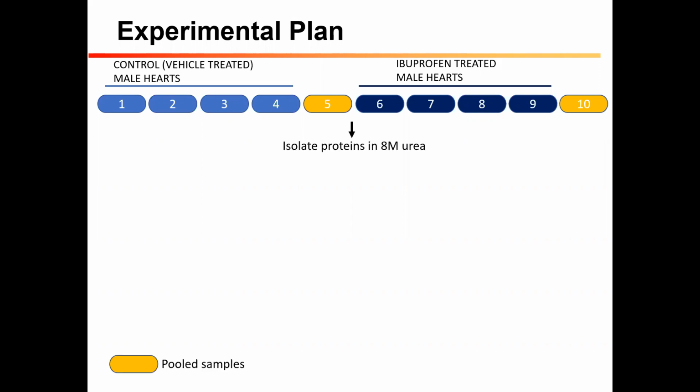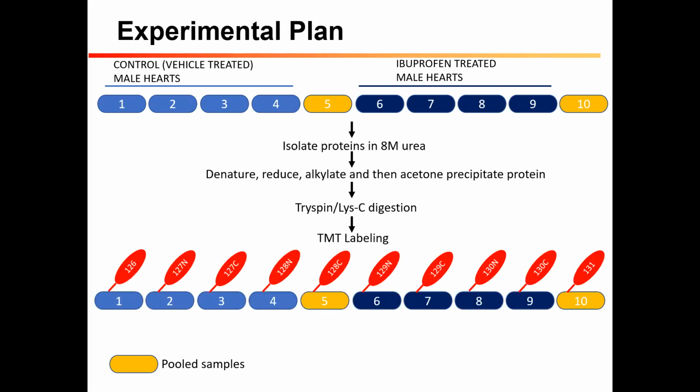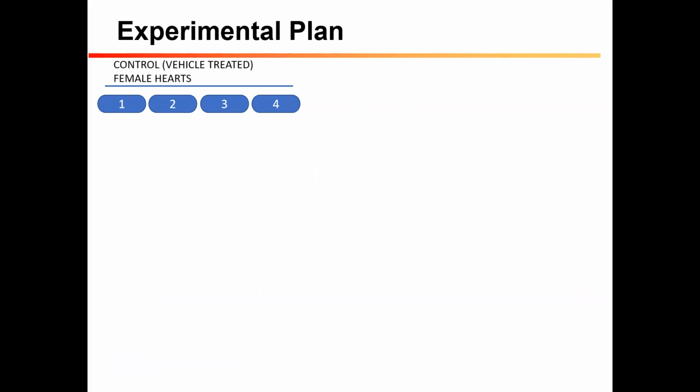What do we do? We isolate the proteins in 8 molar urea. We reduce them. We precipitate them with acetone to get rid of the urea. And then we cleave them not just with trypsin, but with lysine, because we have found that that gives us 20% more peptide. We then do the TMT labeling, and then we pool them together. So in one fraction, we can have them. Then after we have these samples combined, we can fractionate them and get really good data.